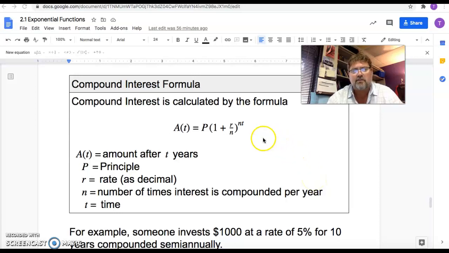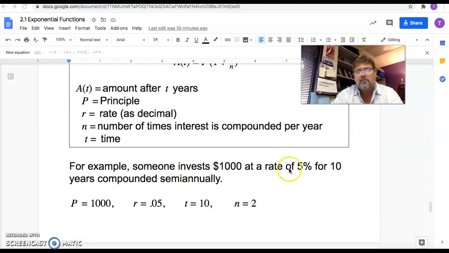Compound interest is calculated using the same type of formula we just saw up top. And what we notice here, we got the A of t is the amount after t years. You got your principal, which is your initial amount or investment. Rate's the same thing. N's the only difference here. N's the number of times interest is compounded per year. Now notice this. If n is 1, it's just your normal interest, your normal formula. 1 plus r to the t. All right. So I put an example down here.